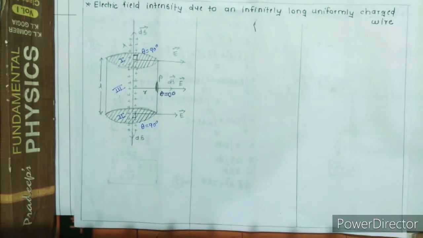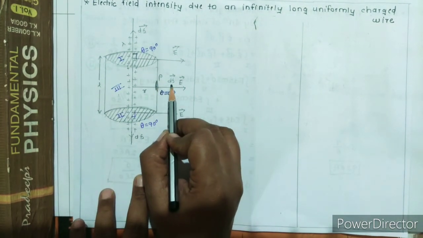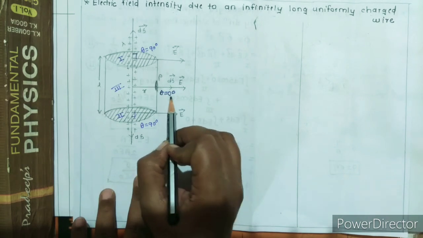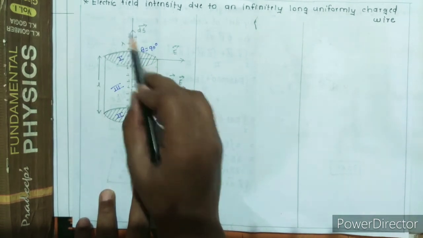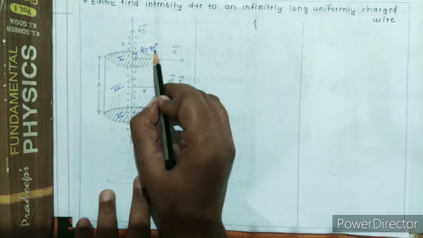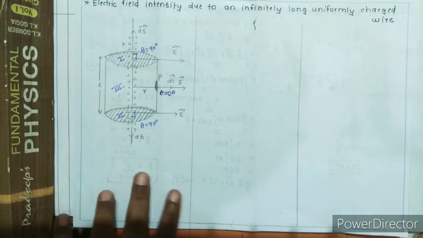So here the direction of the electric field and area vector is the same. So theta is equal to 0 degree. Here the angle between the area vector and the electric field intensity is 90 degree, and here also 90 degree.